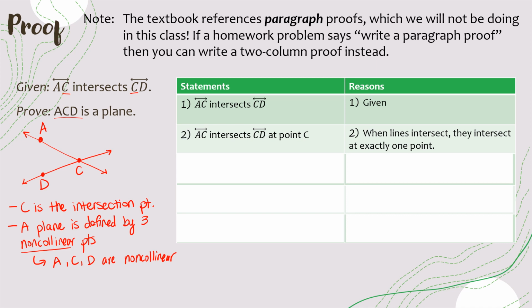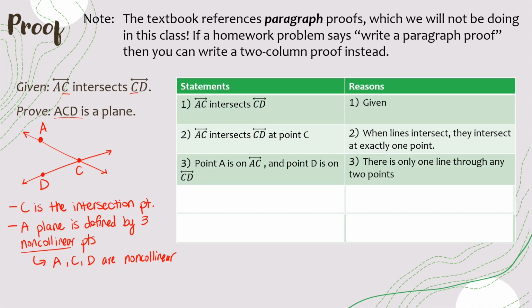Okay, let's see. We know that they intersect at C. I'm wondering, do we have enough to say that they're non-collinear? Maybe we can mention that A and D are at least on separate lines first. A is on AC, D is on CD. I'm going to say the postulate there to justify this is that there's only one line through any 2 points. Only one line through any 2 points. So D can't also be on AC or vice versa.